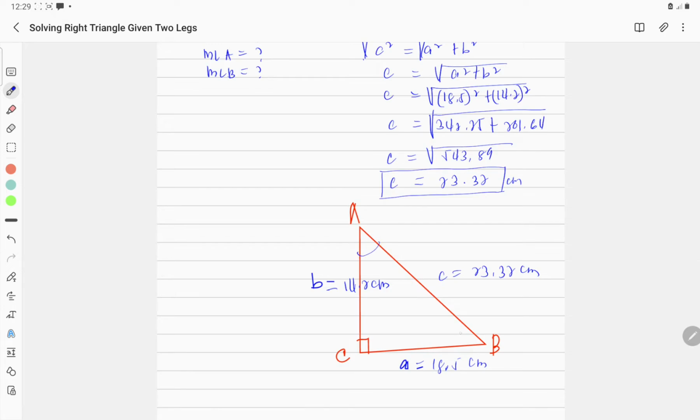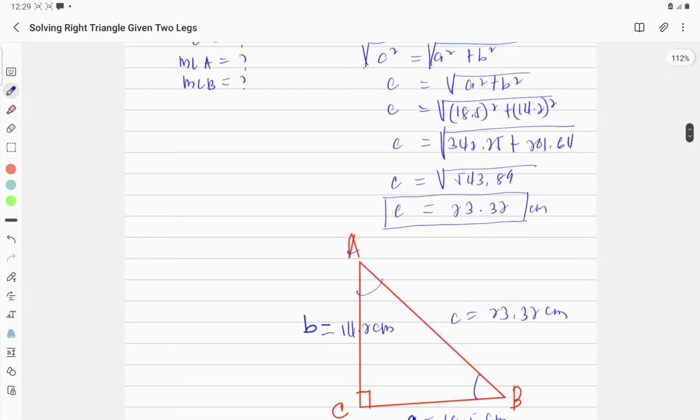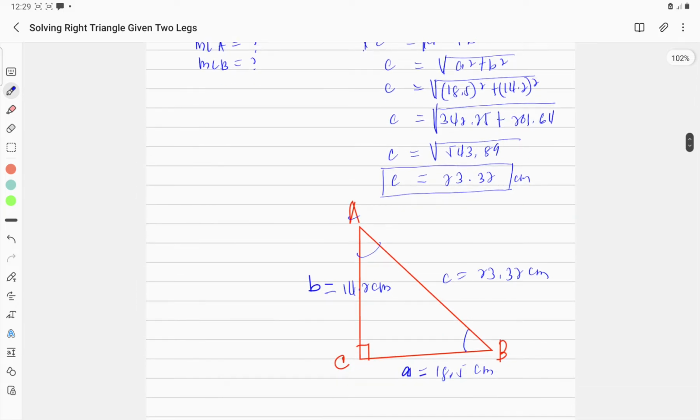So we need to find the measure of angle A and angle B. We will decide which of the two angles we will work on first. Following the alphabetical arrangement, we will solve first the measure of angle A. If we take the opposite and adjacent sides, that would be A and B, so we will be using tangent.